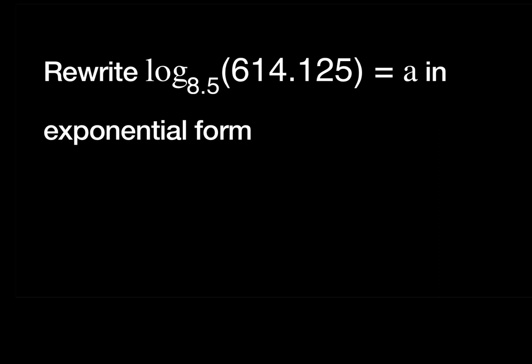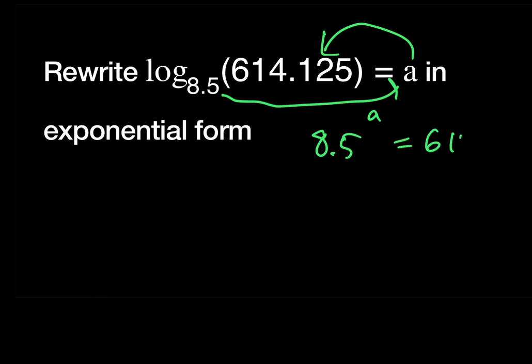So to rewrite that in exponential form, you're looking at, typically, what's the base, what's the exponent, and what does the thing equal when it's all done? You could think of it like here to there, however you want to look at it. My base is 8.5. What a logarithm equals is the exponent, 614.125. Now that doesn't help you in any way solve for a, not at all. But that's just converting from exponential to logarithmic and being in the habit of being able to do that quickly and easily.